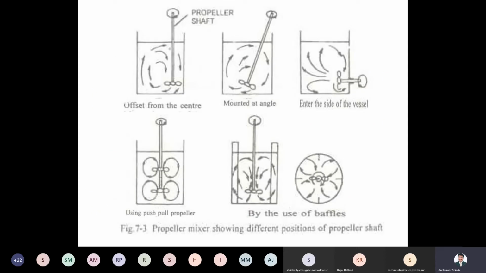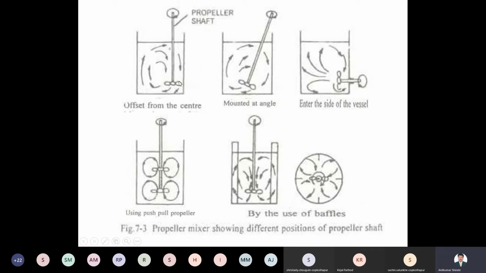Then there is the propeller shaft. What are the positions of the propeller shaft? The first position is offset from the center, away from the center to the right side. All right.